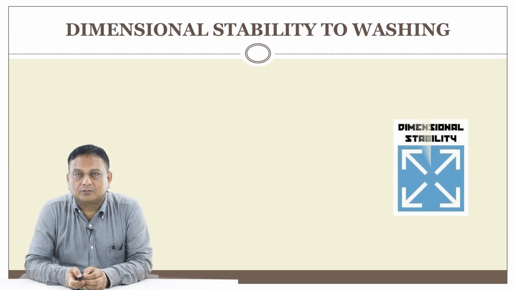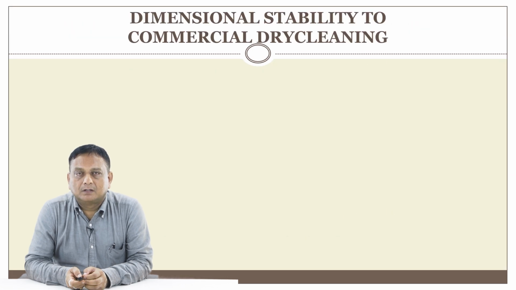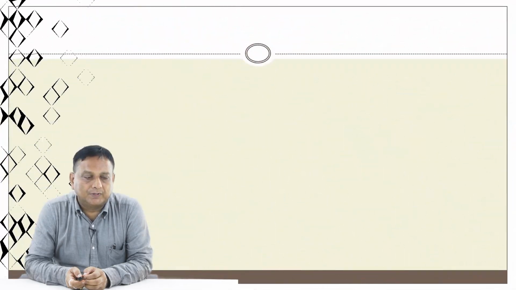Dimensional stability to washing also has to be carried out for this case, and hand wash cold has to be carried out. Line dry, flat dry is to be carried out for this product. Dimensional stability to commercial dry cleaning is very important. After commercial dry cleaning, what will be the condition? Whether there is a shrinkage in the garment or not. Those are to be verified also.